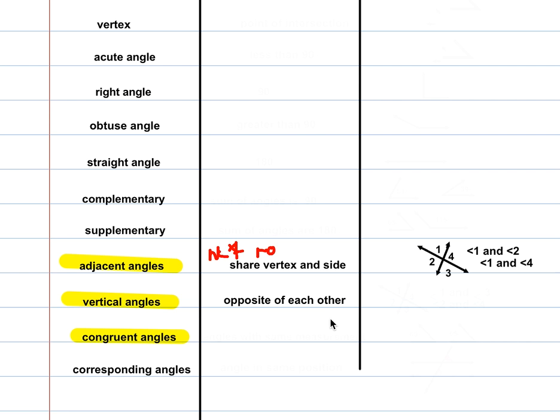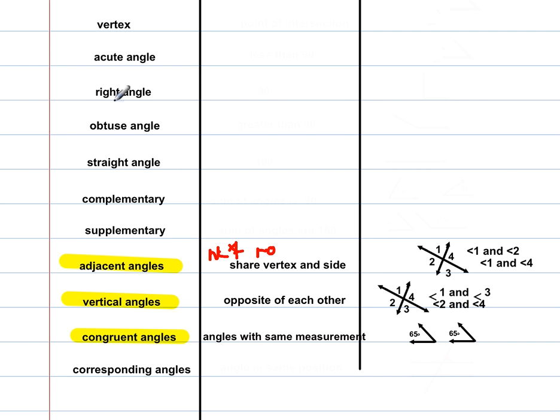Vertical then means opposite of each other. So using that same drawing, 1 and 3 would be opposite. So they're vertical. 2 and 4 are vertical. Vertical angles are congruent. Congruent would mean they have the same exact measurement. So for instance, two angles that are the same exact measurements are considered congruent.